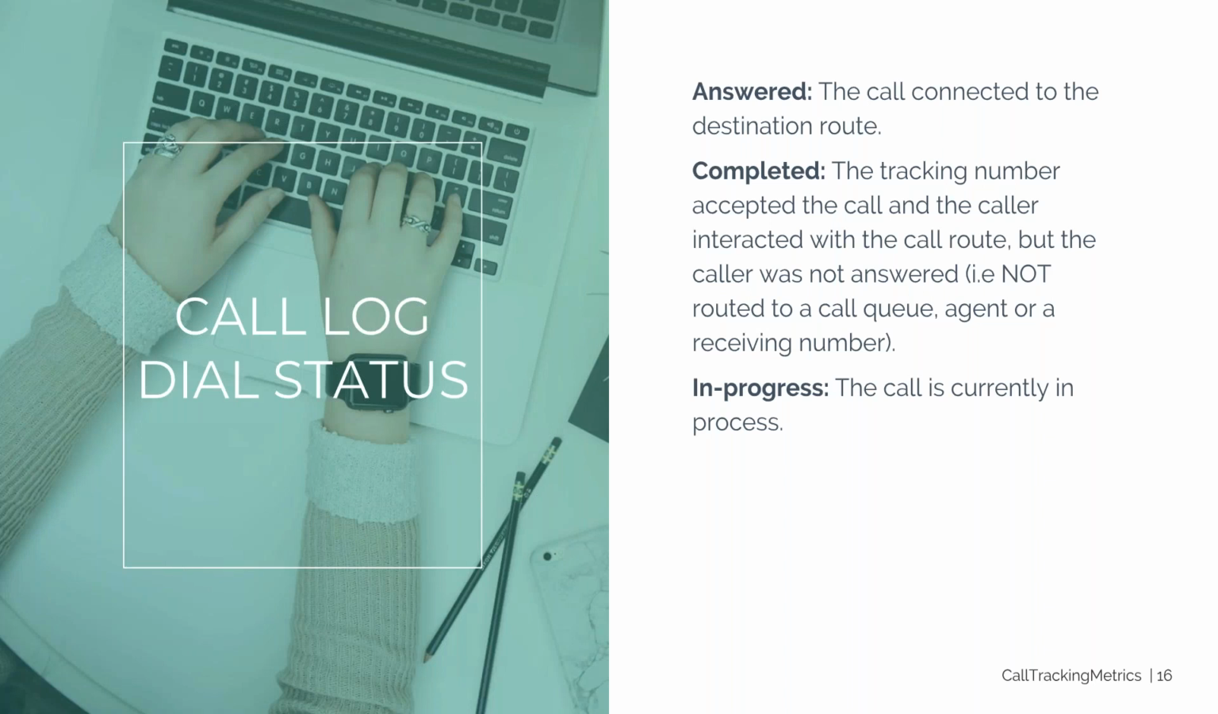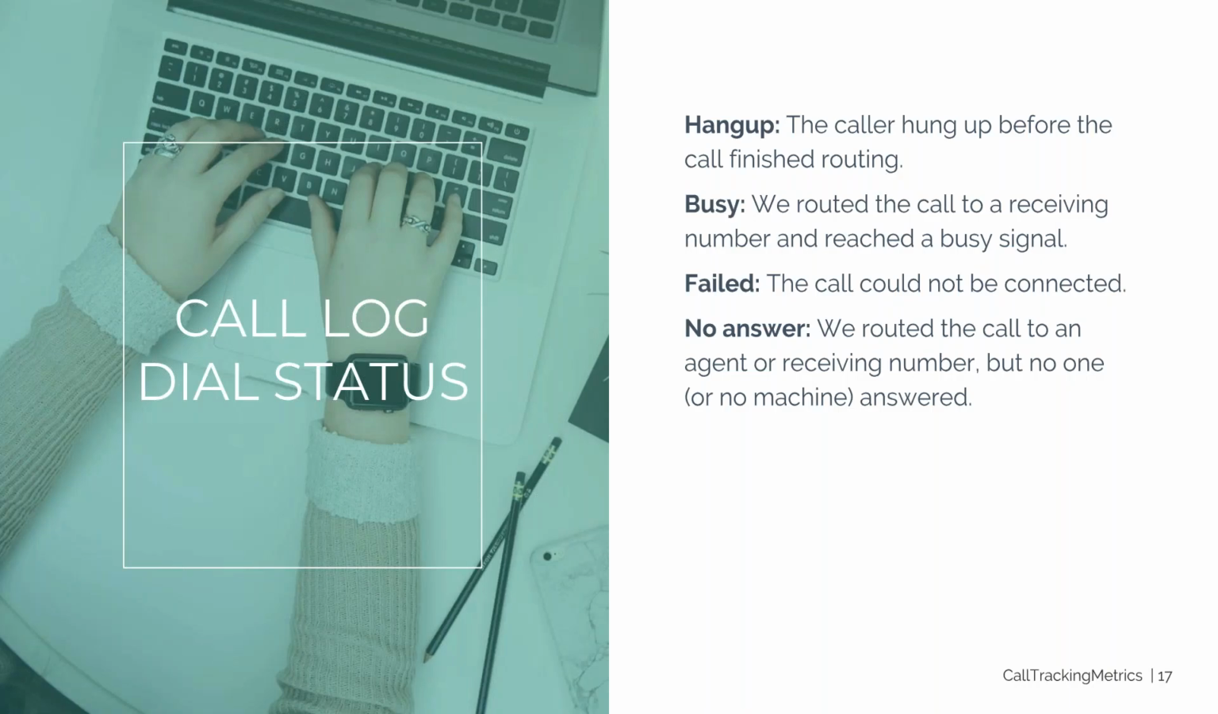So we have a few different statuses for a call. One is answered, which means that the call connected to its destination route. Completed means that the tracking number accepted the call and the caller interacted with the call route, but the call was not answered, as in it routed to a queue or an agent or a receiving number. In progress means that the call is currently in progress. That's pretty straightforward. We had hang up, which is when the caller hung up before the call finished routing. So that might be someone who hit your IVR menu and then didn't make a selection.